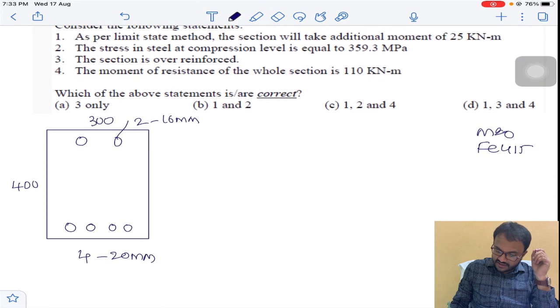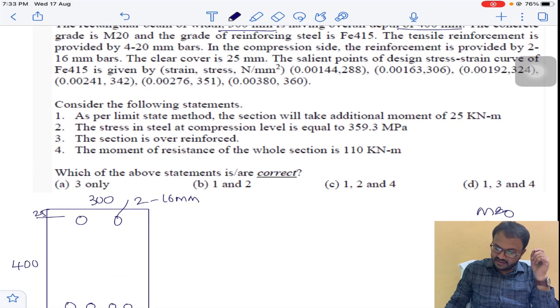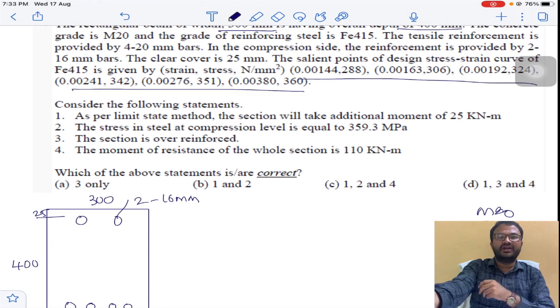The clear cover is 25 mm. So this is 25. Here also it will be 25. This is a clear cover. And the salient points of the design stress strain curve for Fe415, he has given stress, strain, and stress in Newton per mm square. So this is all the data that we will use. Okay. So we will see.